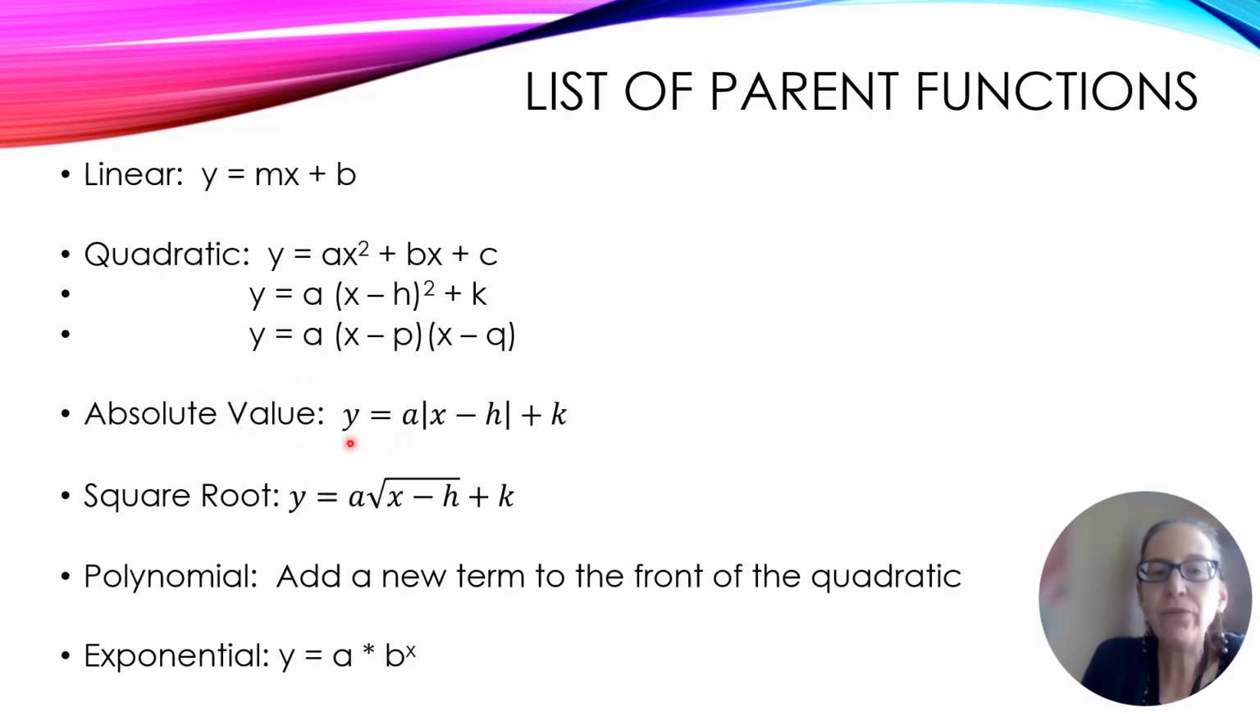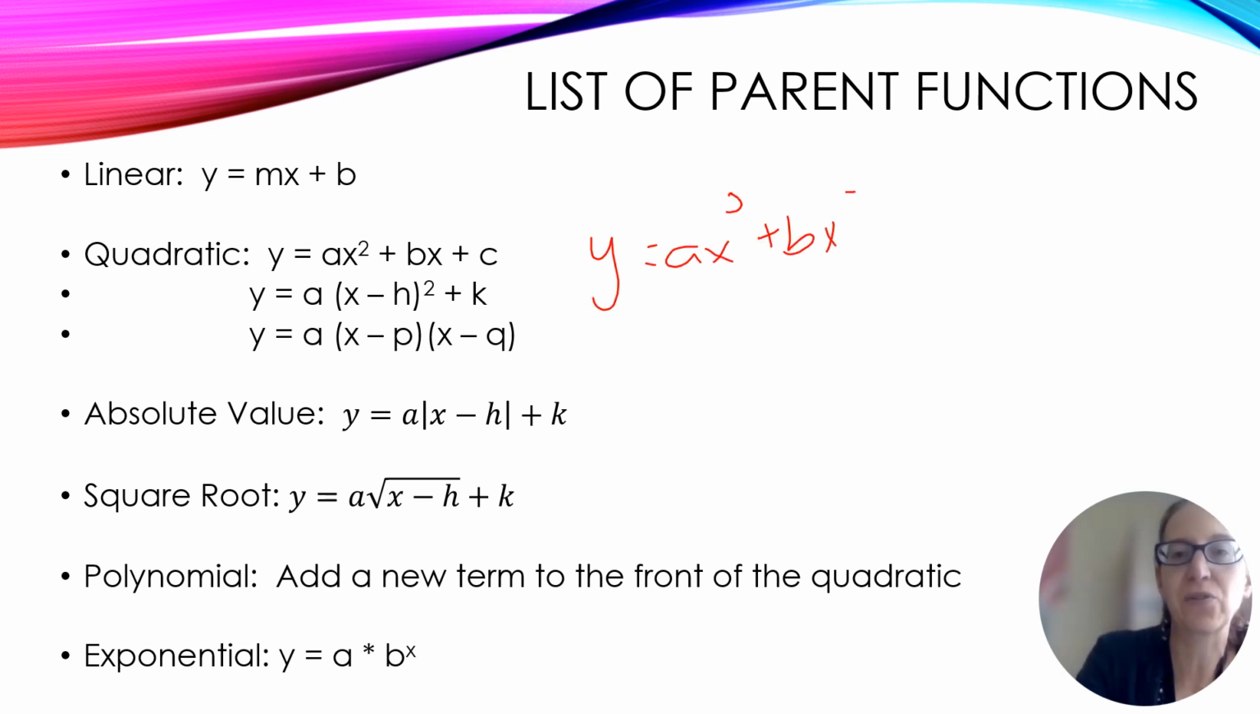If you wanted to do absolute value, you would do y equals a times the absolute value of x minus h, plus k. If you wanted to do square root, a, and then the square root of x minus h, plus k. Now you might notice that there's a pattern here. You've got your vertex form of the quadratic, and then you have the absolute value, and then you have the square root, okay? Kind of seeing that. Now, a polynomial, you would add a new term in front of the quadratic. So if you wanted to do, say, a cubic, you would do ax to the third plus bx squared plus cx plus d. And if you wanted a fourth or a fifth, you would just put another term out in front. And then exponential is a times b to the x. So you've got some kind of number times a number raised to the x power.